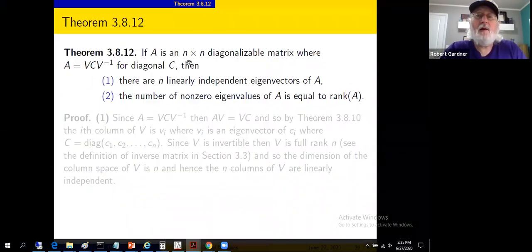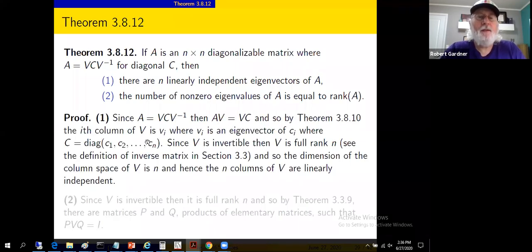Okay, A is diagonalizable, can be represented like this. First claim, there are n linearly independent eigenvectors of A. Okay, well, we're hypothesizing in both of these that A equals V, C, V inverse. We can cross multiply, as it were, multiply both sides on the right by V, I should say. And we get AV equals V times C.